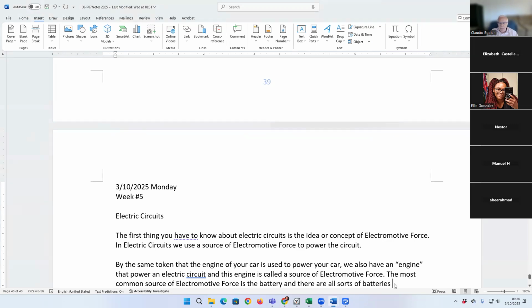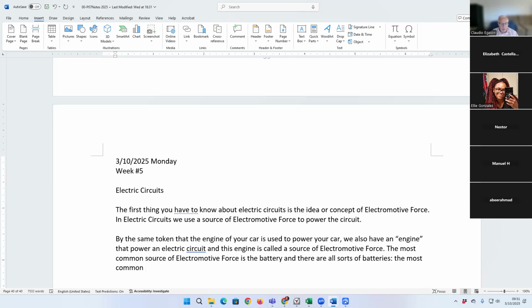We have batteries of 1.5 volts. The most common is a battery of 1.5 volts. Then we also have batteries of 9 volts. We have batteries of 12 volts. The battery of your car is a battery of 12 volts, a source of electromotive force, and so on.